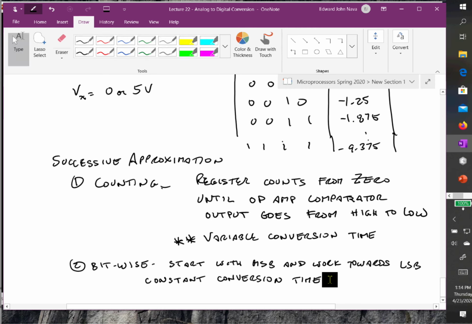Okay? So because it's a constant conversion time, if it's a very small signal or if it's a very large signal, it doesn't matter because I'm going to start with the most significant and work to the least significant to basically come up with a digital estimate of the actual value.